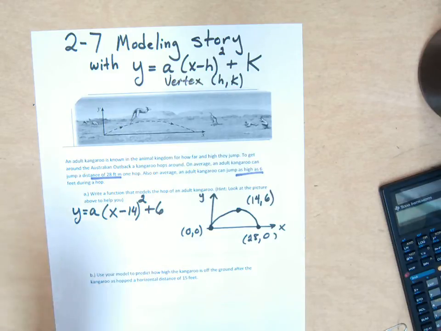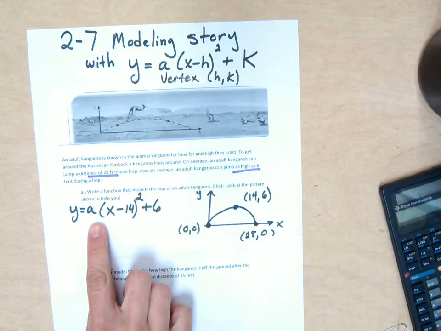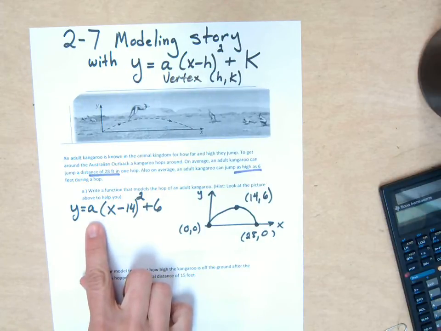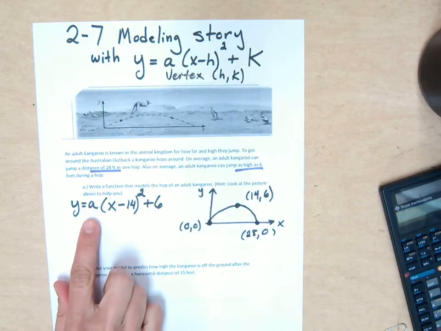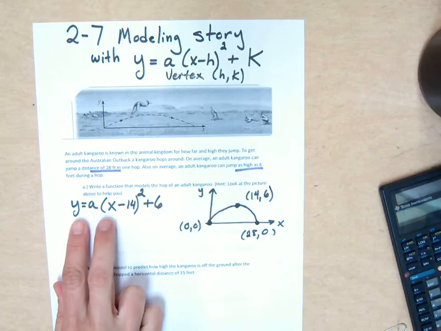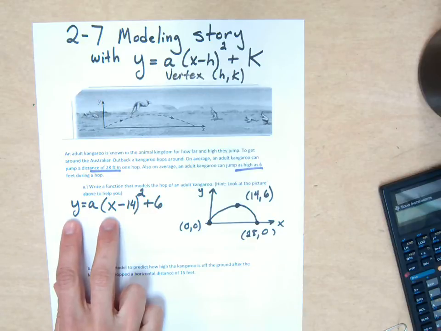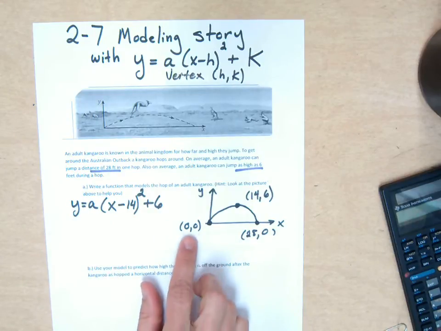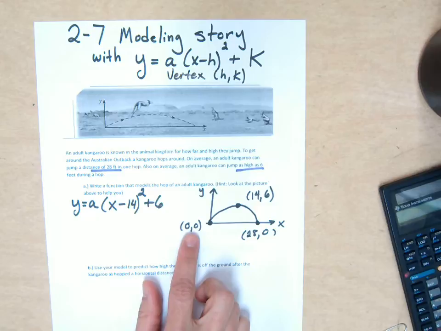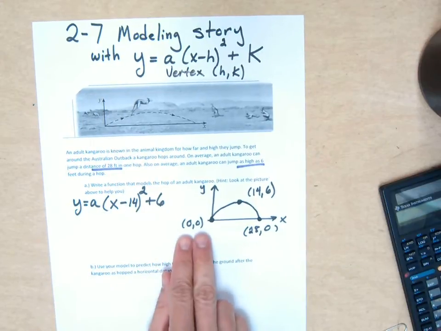A tells us if it opens up or down, if it's wide or skinny, right? All we need is a. So what could we plug in for x and y so that we can solve for a? What's the easiest thing? Just 0 for which one? What about for y? Okay, you're on the right track. We just need to plug in a point. And the easiest point is 0, 0. So we replace both x and y with 0, 0.